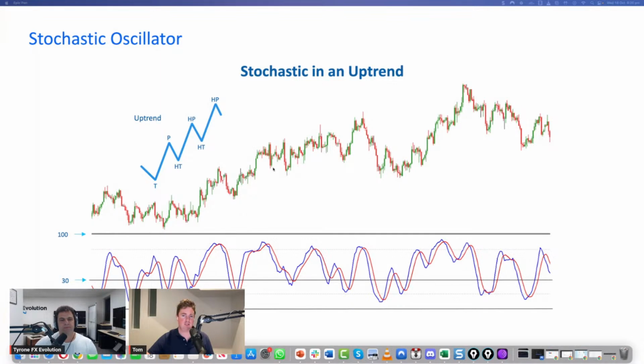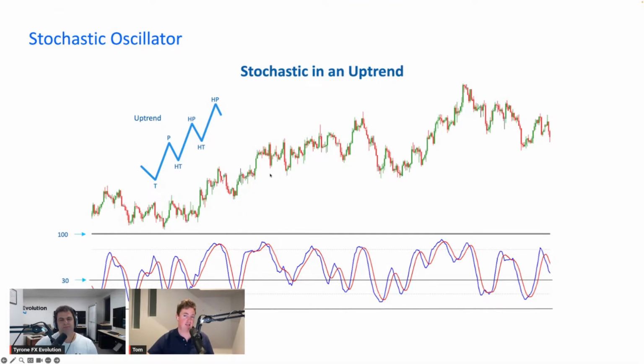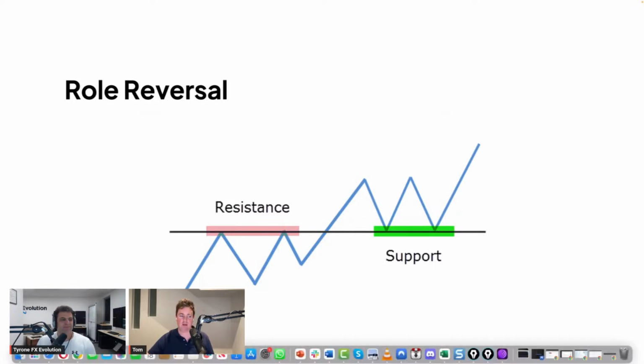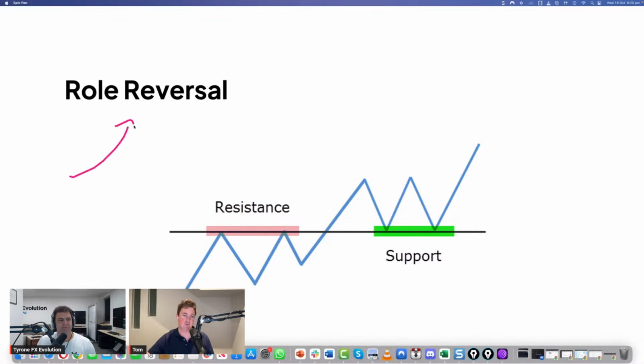So basically, using stochastic in uptrends and downtrends is possible. We just have to ignore one of the sides, and I think that's something a lot of people do not consider. But how do we bring it together with another well-known technique? Well, one of the concepts that we always like is, of course, role reversal, where resistance, or a key point in the past, becomes potentially support.